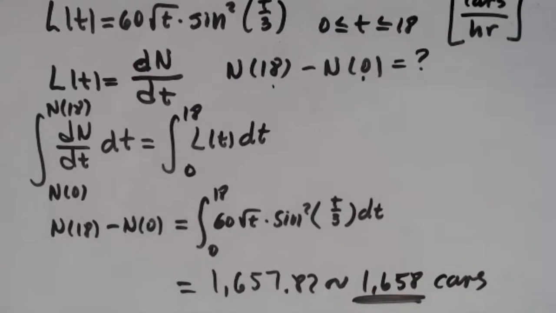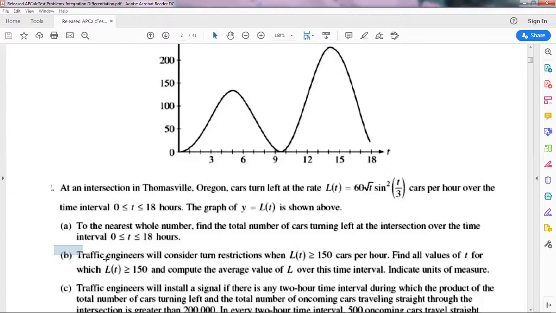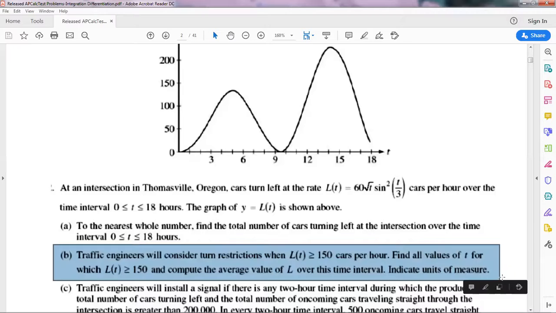Well, let's see now the next question. The next question is, traffic engineers will consider turn restrictions. Let me just show you here. Okay, traffic engineers will consider turn restrictions when L of t is more than 150 cars per hour. Find all values of t for which L is more than 150 and compute the average value of L over this time interval. Indicate units of measure. Okay, let's see.